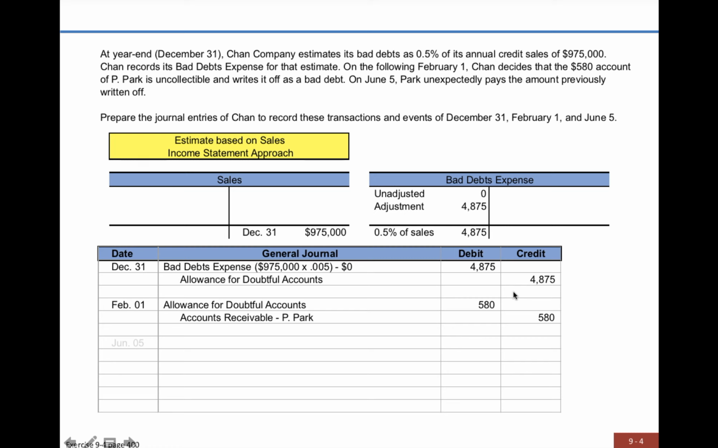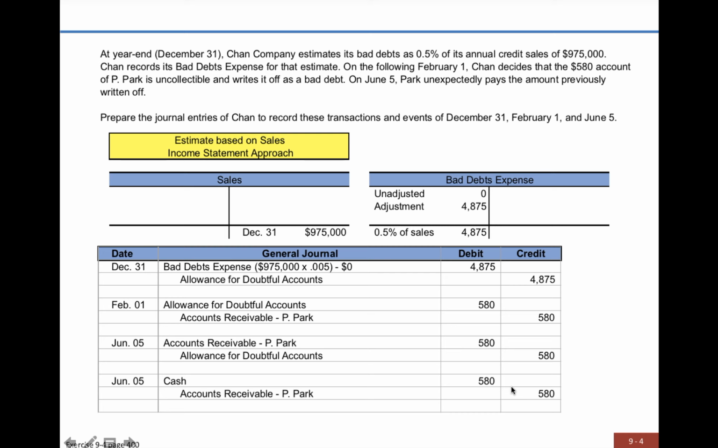Then if something happens and this person decides to pay, we basically are just going to reverse this initial entry here where we wrote that account off. So we're basically putting it back on the books with that, and then once it's back on the books, we would just treat it as if it had never gone away in the first place, and you see just what the entry would be down here.